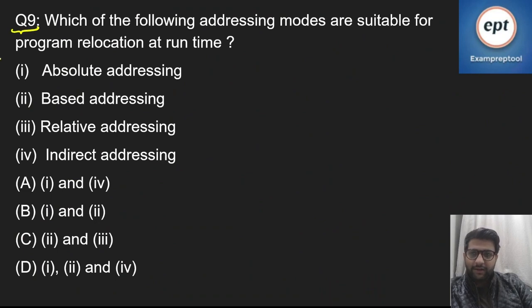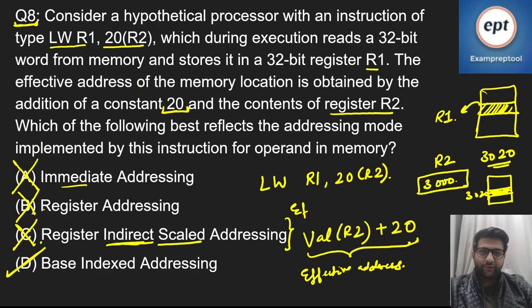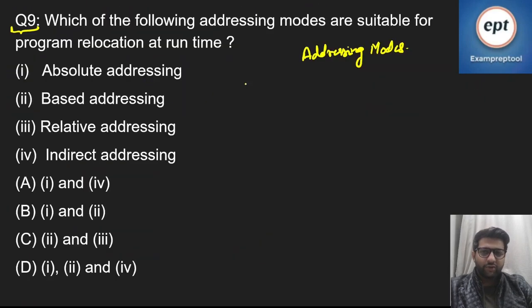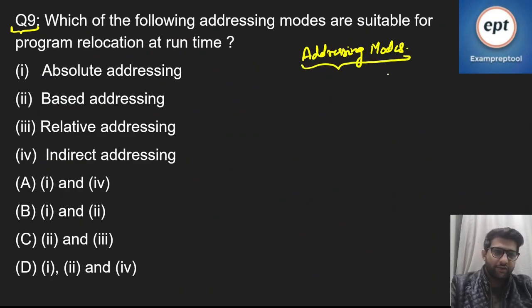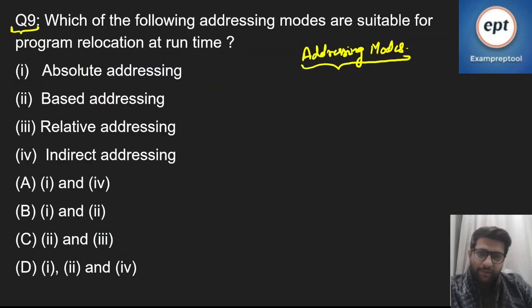Question number 9, again a question on addressing modes, right? All the questions that we have solved are PYQs. If you are very clear with these addressing modes, you could have solved these questions very easily. So be very clear with these types of addressing modes. Question 9 asks which of the following addressing modes are suitable for program relocation at runtime?